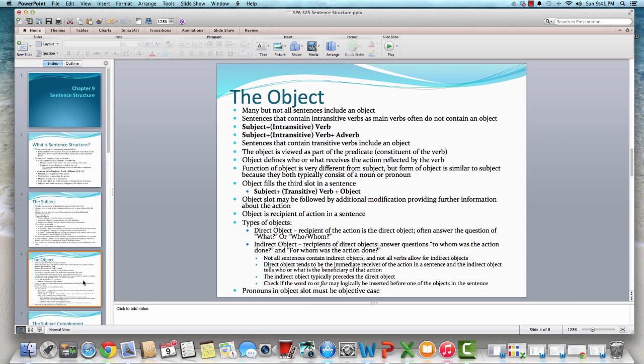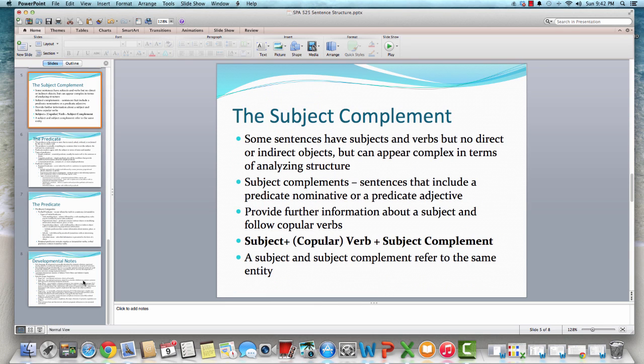Finally, pronouns in the object slot must be in the objective case. So, remembering earlier when I said the subjective case: he, she, they. In this case, to be an object, it must be him, her, them. So that's also important when you're talking about language disordered children. Although you will see objective pronoun substitution for subjective pronoun more frequently than subjective substitution for objective.